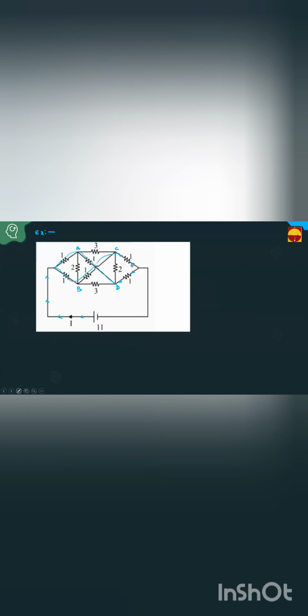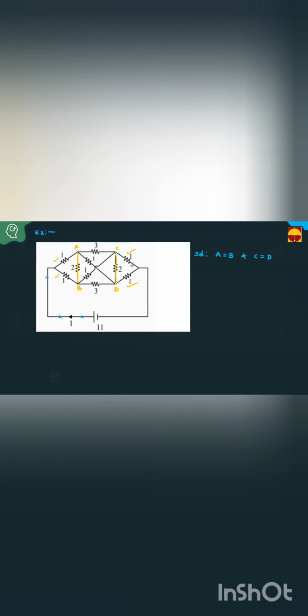C and D are also equipotential points. Therefore, in this network, A and B, and C and D are equipotential points. Therefore, A equals B and C equals D. Then, if A equals B and C equals D, you can open circuit or short circuit. I'm short circuiting this A and this B, and this C and this D. Once you short circuit, these two resistances are parallel. Internally, how many resistances? 4 resistances are parallel. Clear, friends?